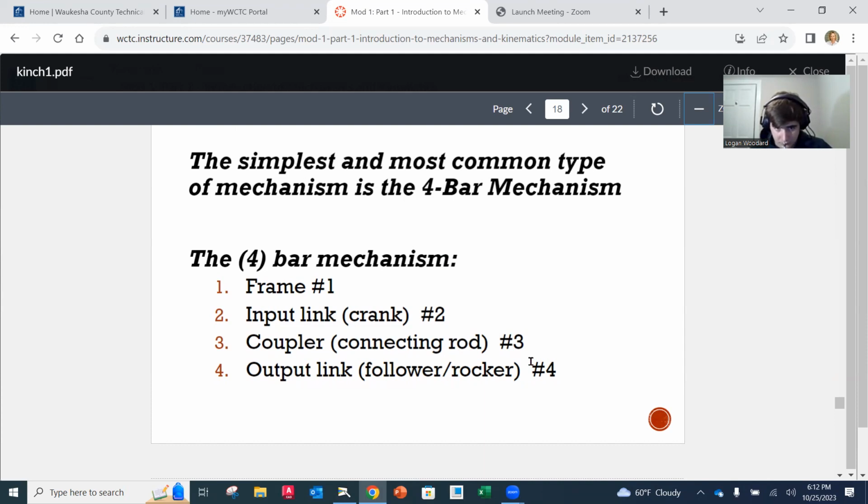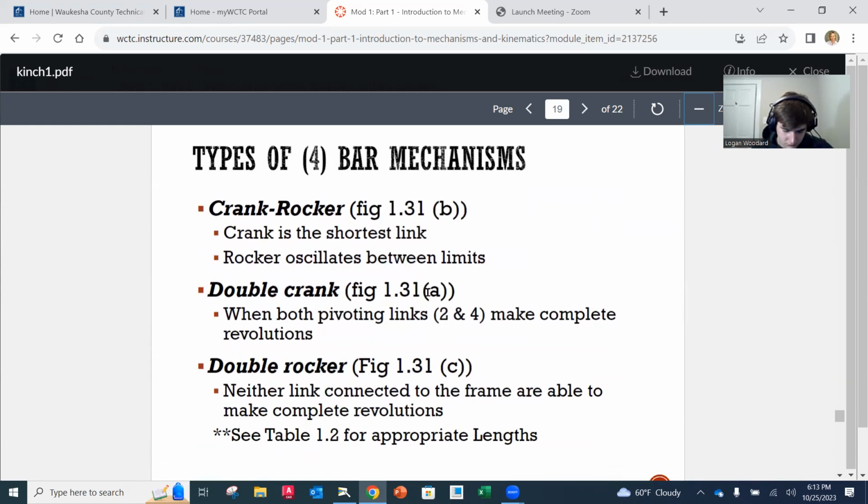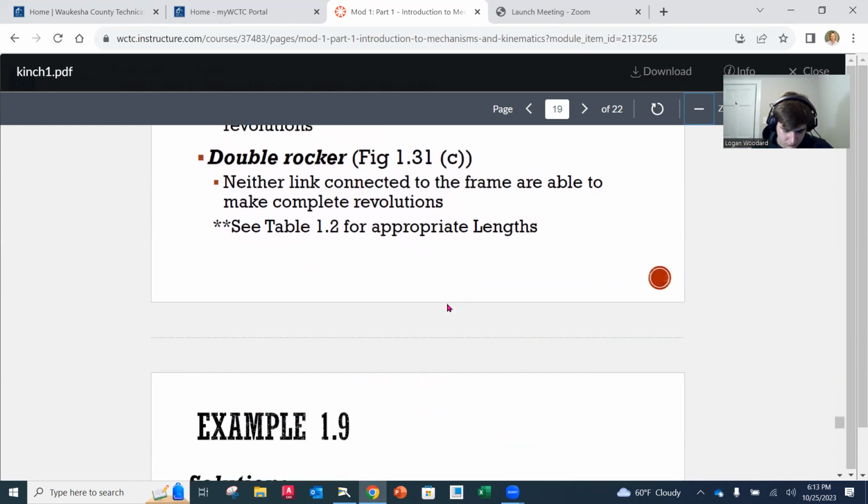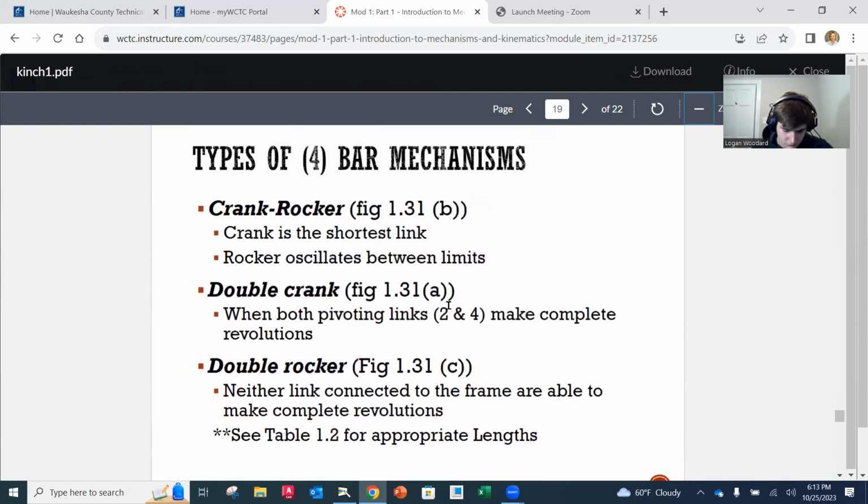Number 3 is the coupler, or sometimes, if we're looking at an arrangement with a piston, they call it a connecting rod. Number 4 is our output link, which could be a slider, a follower, a rocker, or a crank as well. So a 4-bar mechanism always has 4 links. Now there are 3 types of 4-bar mechanisms.